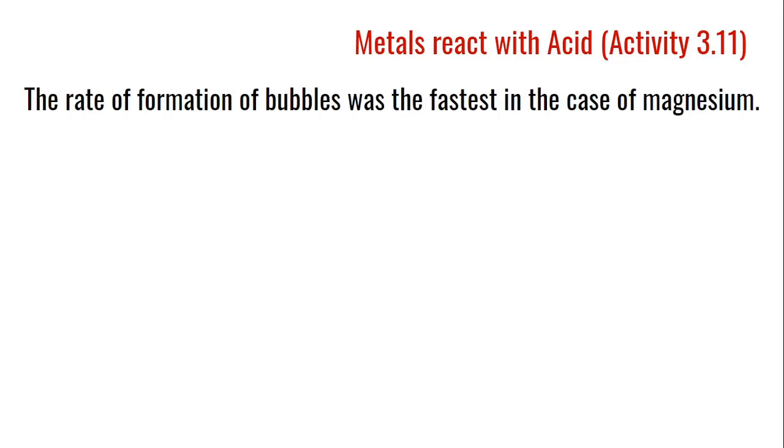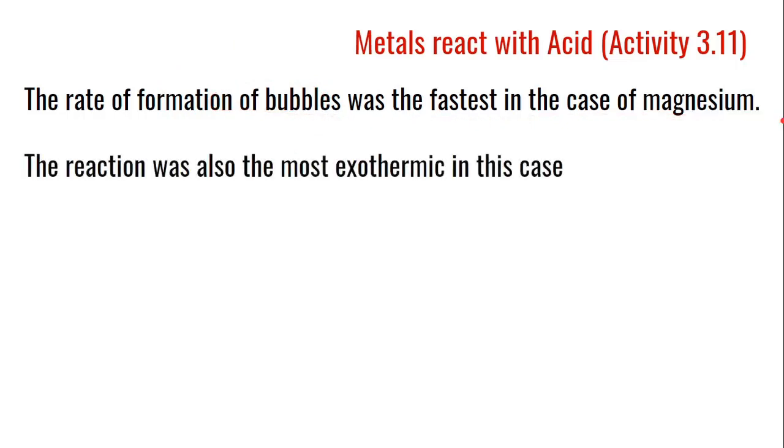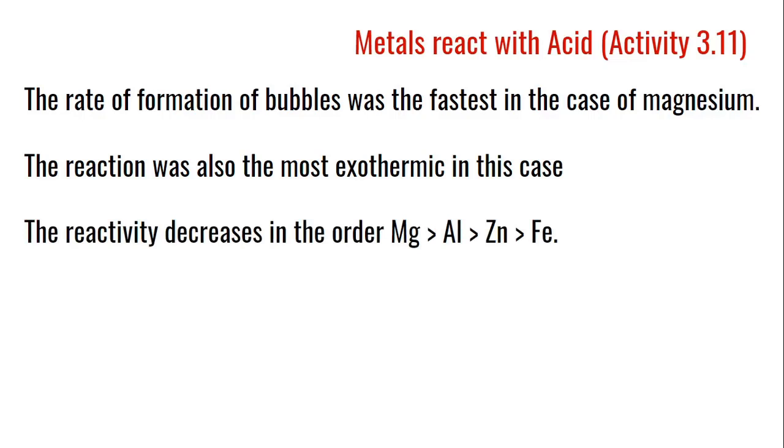So these are exceptions. Now you have observed in this activity that the rate of formation of bubbles was the fastest in the case of magnesium. The reaction was also the most exothermic in this case. In this reaction you can see it produces heat, so we can say that it is an exothermic reaction. The reactivity decreases in the order Mg greater than Al greater than Zn greater than Fe. It means Mg is more reactive than aluminum, aluminum is more reactive than zinc, and zinc is more reactive than iron.